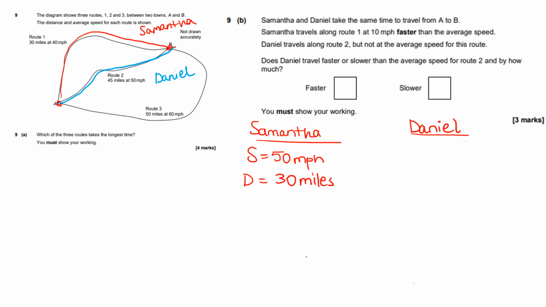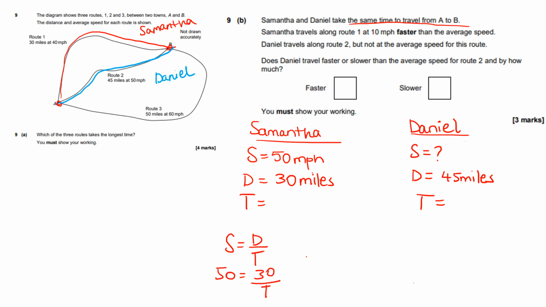So the distance, we know that for Daniel the distance is going to be 45 miles anyway. We don't know what the speed is, but the time they travel, when you read the information, it says they take the same amount of time to travel from A to B. So that means whatever the time is for Samantha is going to be the same thing for Daniel. So speed equals distance over time is our formula, and speed is going to be 50, distance is 30, time.